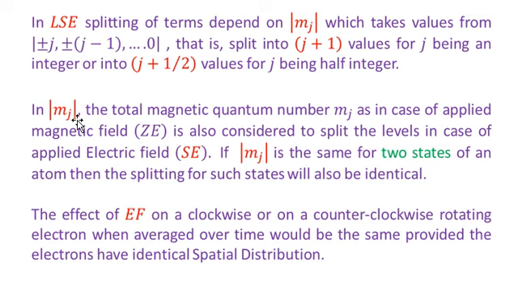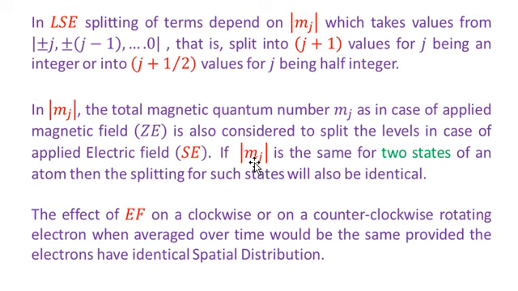So you see that in the Zeeman effect, the levels are split by the magnetic quantum number mj. But in the case of an electric field, the splitting of these levels will depend upon the mod of mj values, and this mod of mj will be determined by the electric field and not by the magnetic field. So in the Stark effect, the splitting is determined by the mod of mj values, and these mj values may be referred to as the electric quantum number of the atom. So if |mj| is the same for two states of an atom, then the splitting for such states will also be identical.